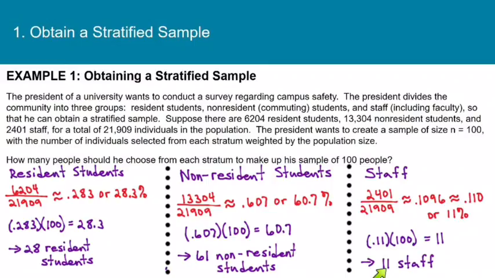And now just verify that 11 plus 61 plus 28 adds up to the 100 people that we wanted in our sample, and it does, so we are good to go.